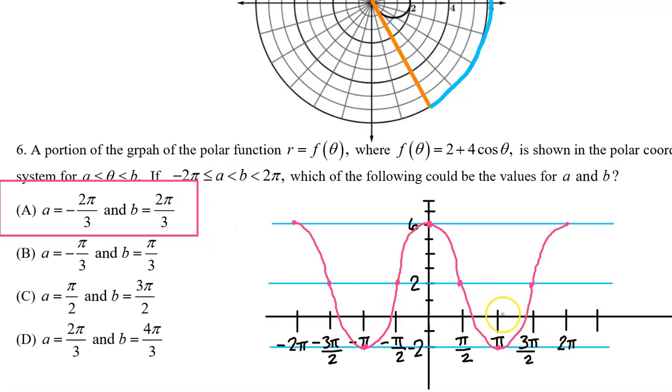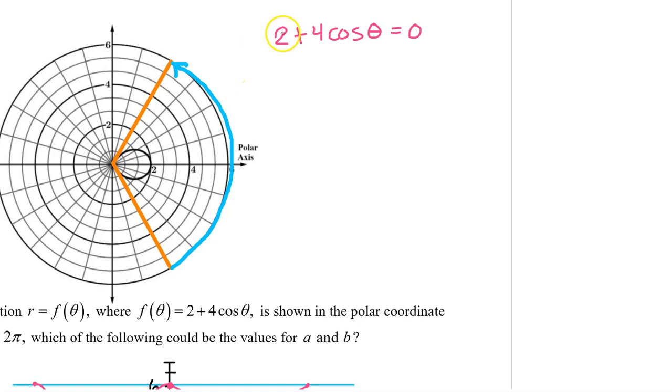So let's find the x-intercepts of this graph by setting f of theta equal to 0. We begin to solve by subtracting 2 from both sides, giving us 4 cosine theta is equal to negative 2. Next, we divide both sides by 4. Negative 2 over 4 simplifies to negative 1/2. So we have cosine theta is equal to negative 1/2.